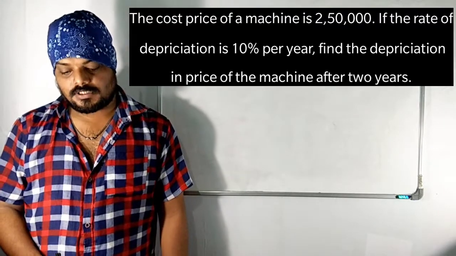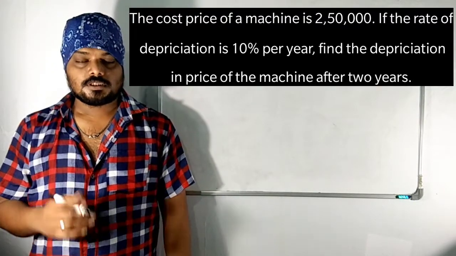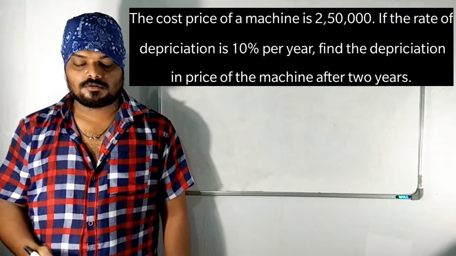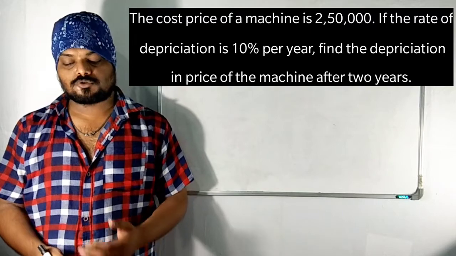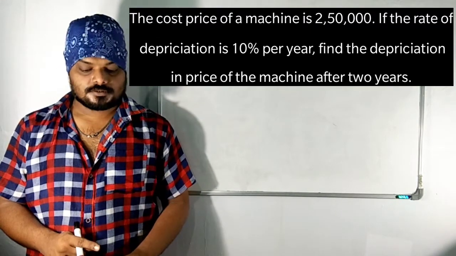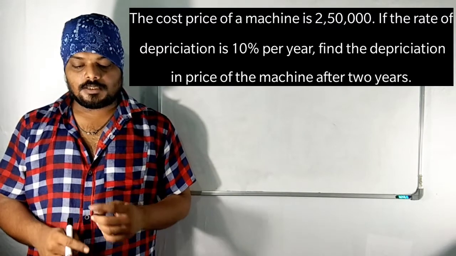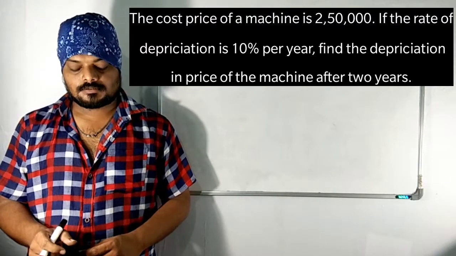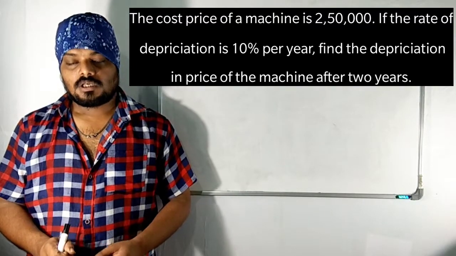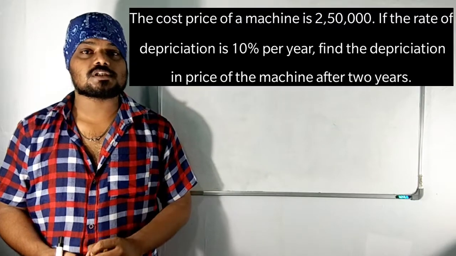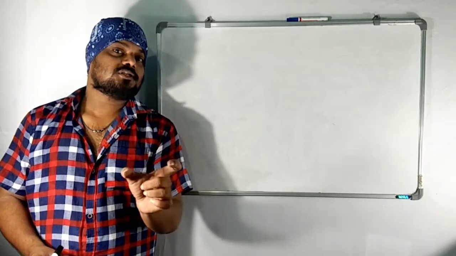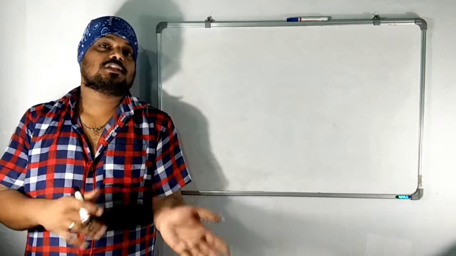The cost price of a machine is 2,50,000. In the previous one I have taken a certain amount, but here I am giving the value. The cost price of a machine is 2,50,000. If the rate of depreciation is 10 percentage per year, find the depreciation in price of machine after 2 years. What he is asking is find the depreciation price, not overall price with the depreciation.